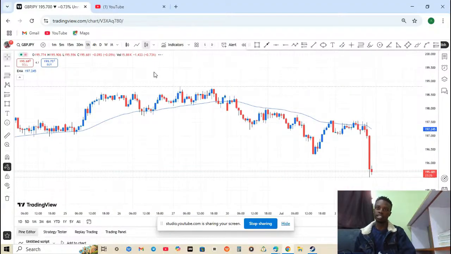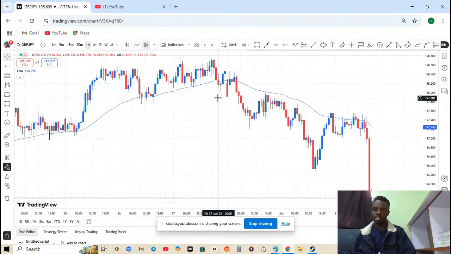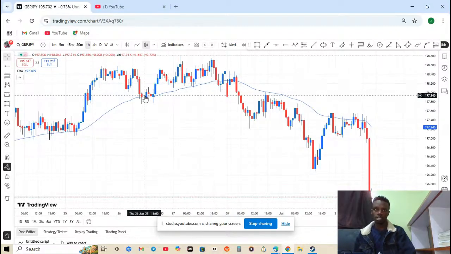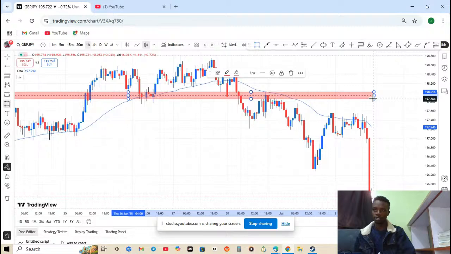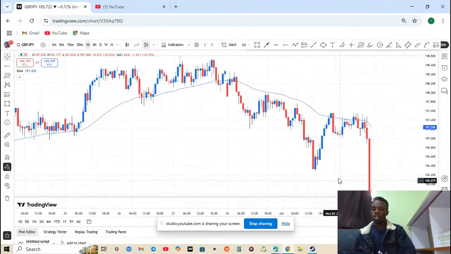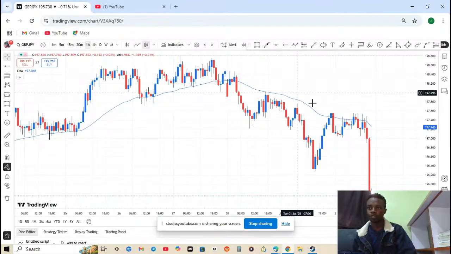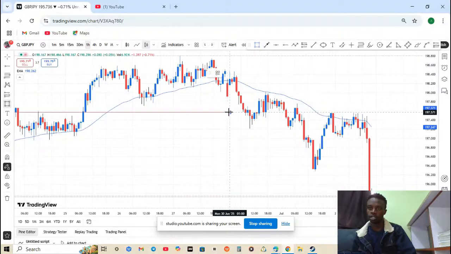So now I jumped into the 1 hour chart, and as you can see, the market had changed its character. The market had reversed right here and started downtrending. So the market was in a downtrend and below the 50 exponential moving average. I hope you can see that. So at this point, you can see the market was in a clear downtrend and below the 50 exponential moving average. So I had to mark this zone right here.